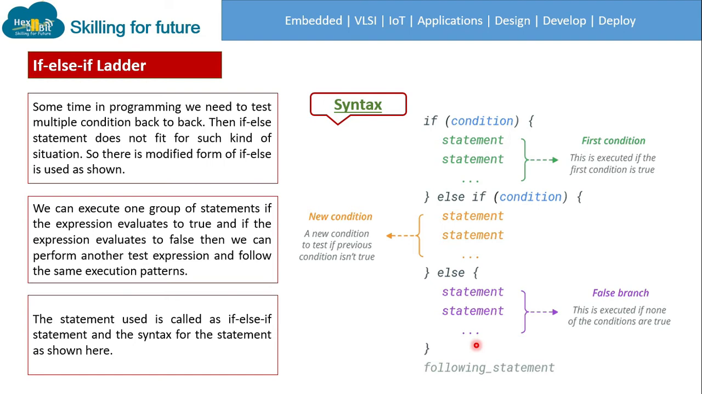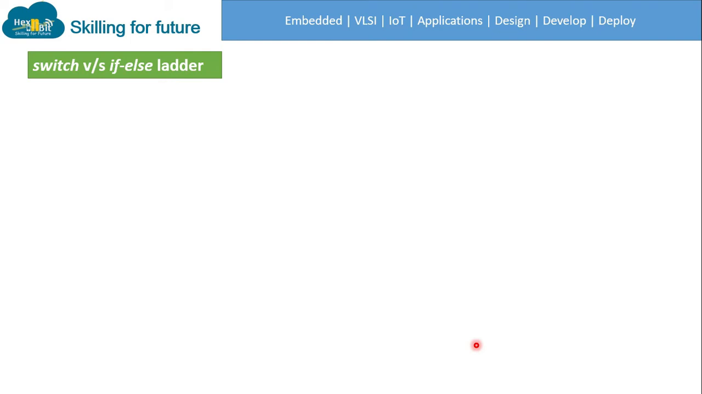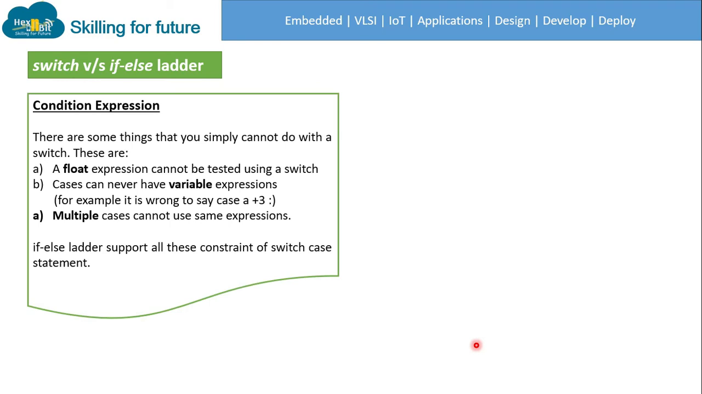Now if you see, this if else if ladder and the switch case statement are both equivalent. That means we can use both of them to implement a similar scenario. So what is the difference between switch versus if else ladder? The very first is the condition expression.